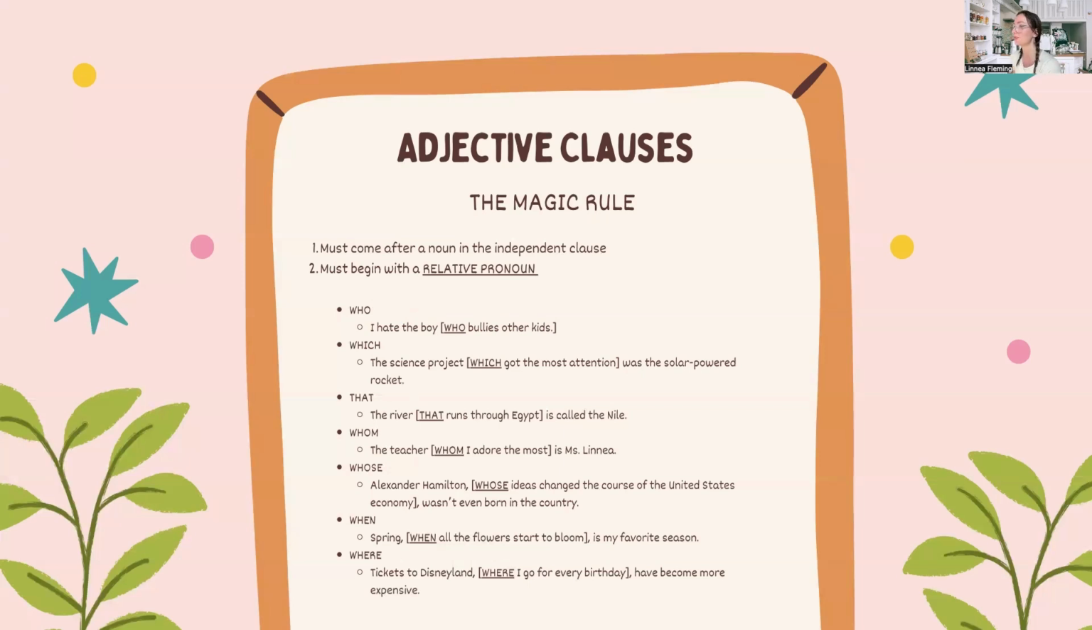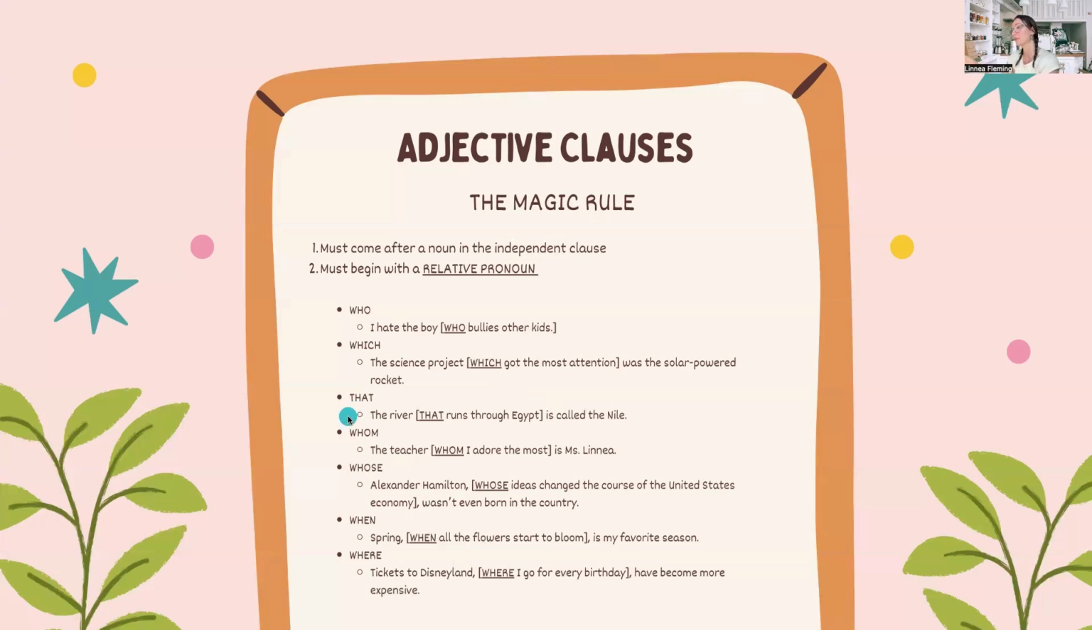Number two, which. The science project, which got the most attention, was the solar powered rocket. If you didn't have this, which got the most attention, that'd be okay, because the science project was the solar powered rocket is an independent clause that can stand on its own. But you wanted to tell us which science project. So you added which. And remember, which is a pronoun referring to science project. So in the independent clause, you have a subject and verb, science project was. And in the adjective clause, you also have a subject and verb, which got. That's how you can confirm whether you actually used a clause or not.